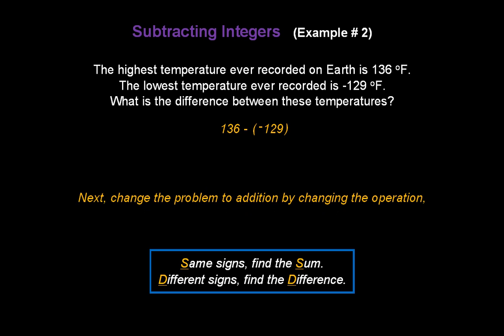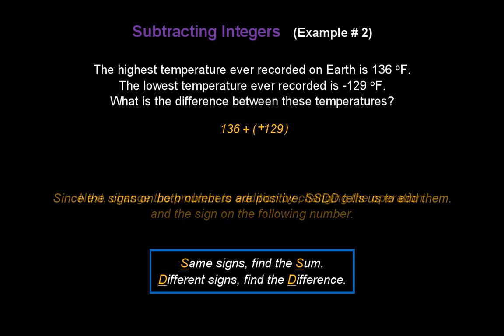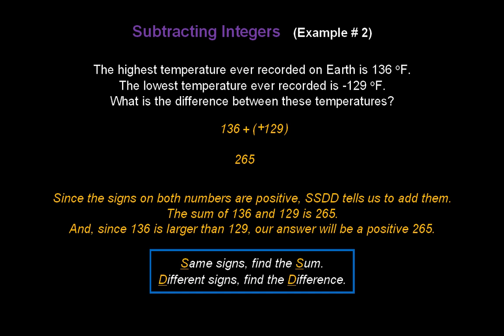Next, change the problem to addition by changing the operation from subtraction into addition. And finally, the sign on the following number goes from negative 129 to positive 129. Since the signs on both numbers are positive, SSDD tells us to add them. The sum of 136 and 129 is 265. So let's write that answer down. And since 136 is larger than 129, our answer will be a positive 265. But we're not going to leave it like that because this is a word problem and we have units to put on there. So it's a positive 265 degrees Fahrenheit. That's the difference between those two extreme temperatures.